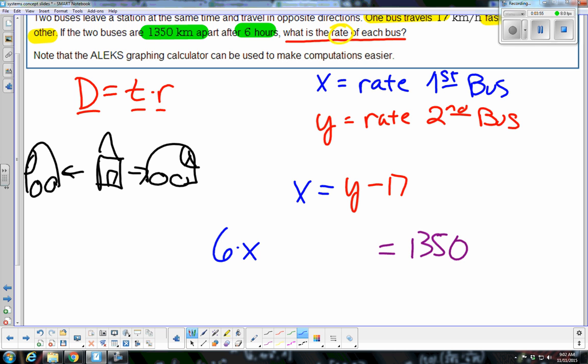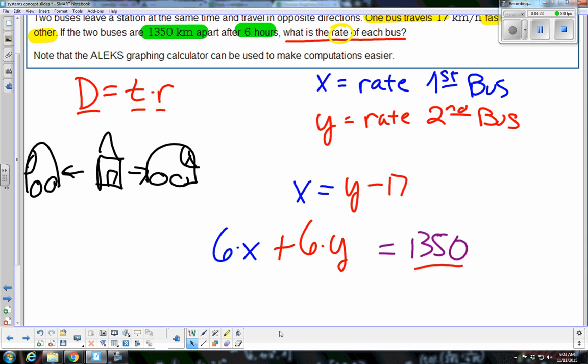Now, if I add the rate of the second bus, which is y, and multiply it by his time, which is 6 hours, I've got 6 hours at the first rate and 6 hours at the second rate, which gives me the distance for the first bus and the distance for the second bus. If I add them together, I get my total right here. Okay, so that's what I want. Now, the hard part is done, and we move on to the easy part, which is simply solving this equation. So you've got choices here.